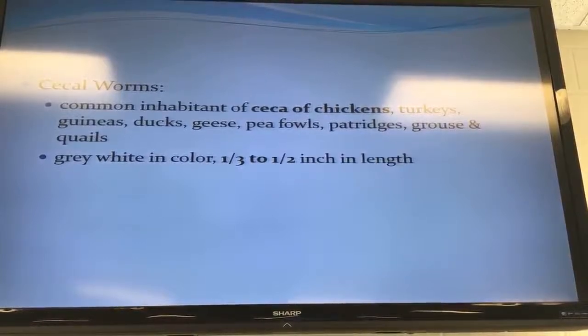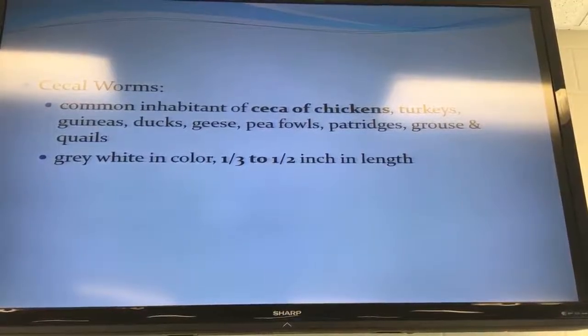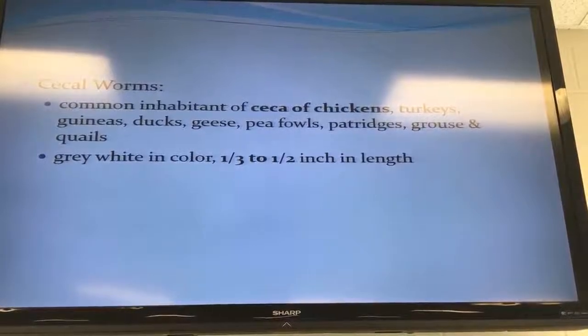This is the one that you will see a lot in backyard flocks. You will see these in the ceca quite a bit, okay? And a lot of times backyard flocks are on dirt, and the ground becomes contaminated, and they're frequently being reinfected with them. So this is one to look for. They're only about 1/3 or 1/2 an inch.